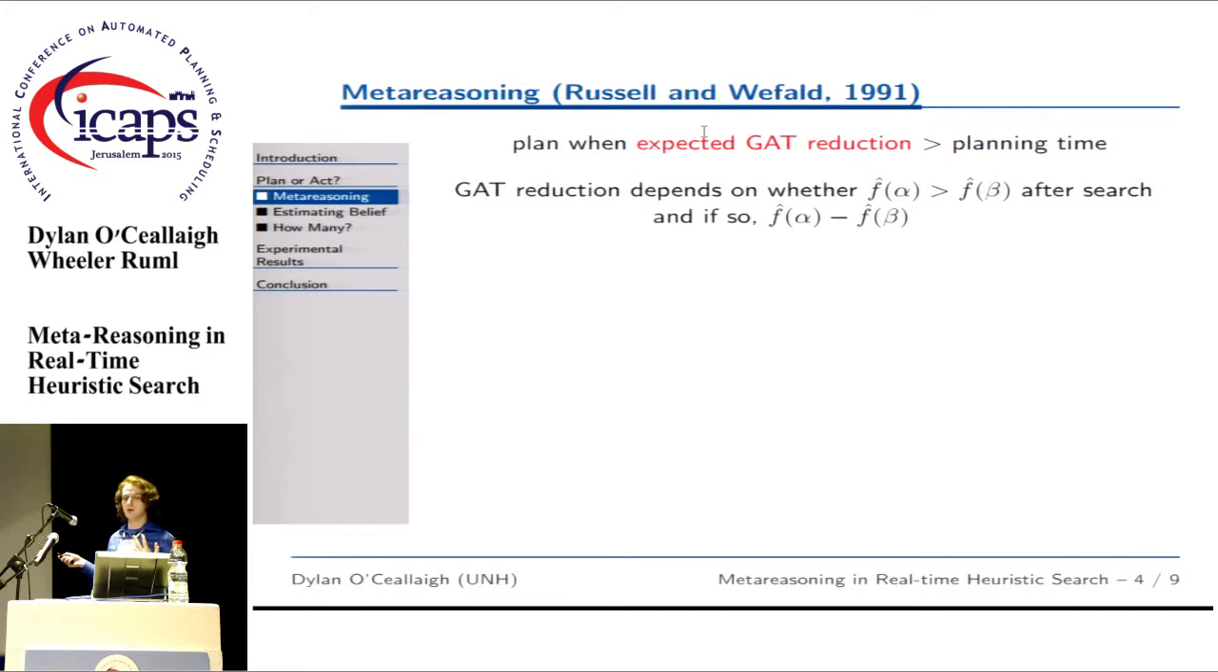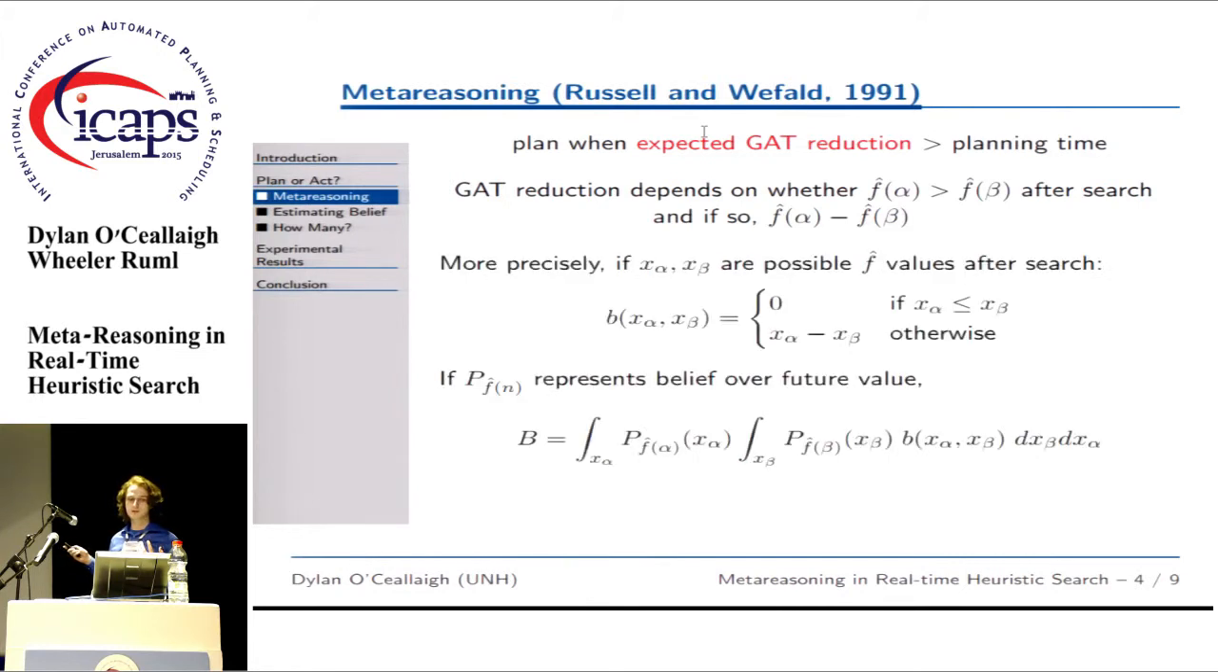So goal achievement time reduction depends on whether f of alpha is actually worse than f of beta, and if so, by how much. More precisely, if we have some outcome of alpha and some outcome of beta, x alpha and x beta representing Fhat values after search, we say the benefit of that particular outcome is equal to 0 if alpha winds up being better than beta, because naturally we would have taken alpha regardless of whether we did more search. And we say that if beta is better than alpha, benefit is equal to the difference in those resulting Fhat values.